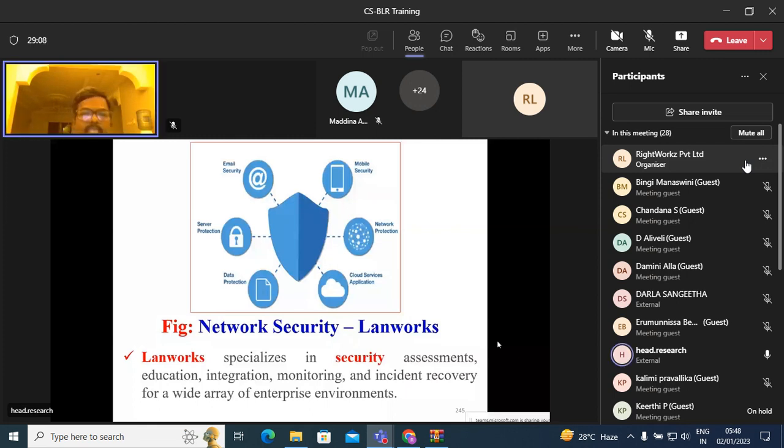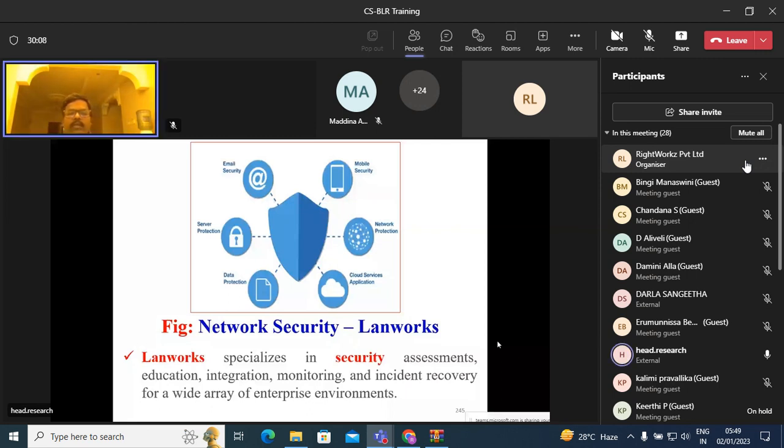It is protecting email security, server protection and data protection, and cloud services applications, meaning any type of application connected to the internet. It also covers network protection, any type of network protection, mobile security and email security. So these are the functionalities of LANworks. Network security consists of email security, mobile security, server protection and data protection, cloud services application, network protection. These are the functions done by LANworks. Keep it in mind. Then followed by the operations of network security.